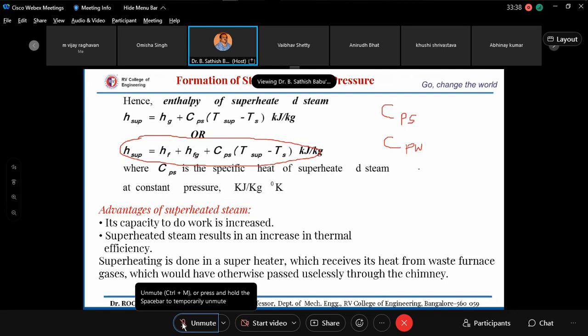If it is in a steam condition, after the dry saturated steam, we take CPS into account, the specific heat of steam. If it is in a watery condition, meaning the process is not starting from zero, then we use CPW. These values are 2.25 for CPS and 4.18 for CPW.